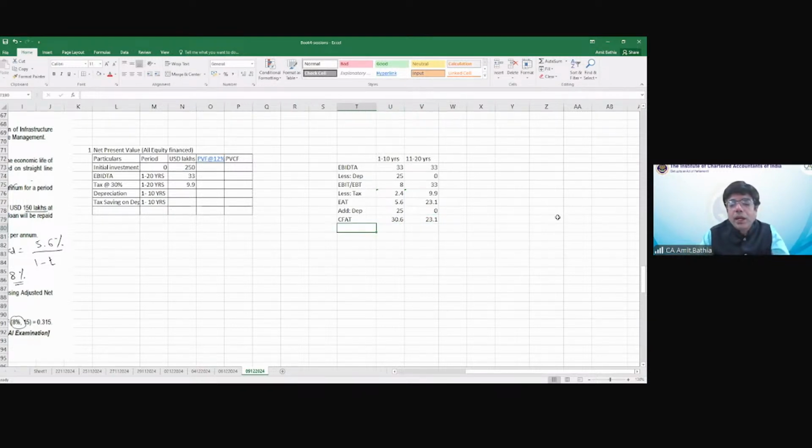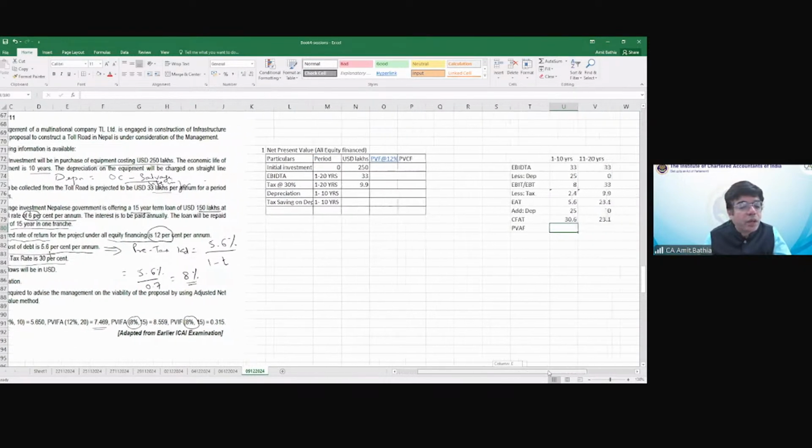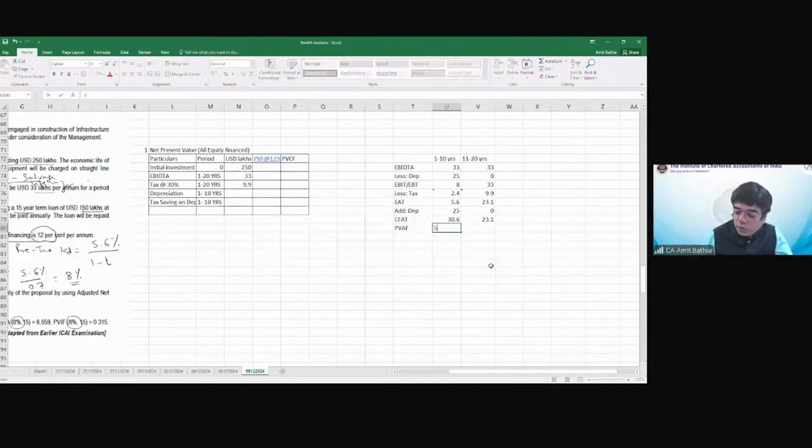Okay, then you can multiply this with the PV annuity factor. For 1 to 10 years, do you know the PV annuity factor at the rate of 12% for 10 years? It is 5.650. So you can always multiply this with 5.650, right?